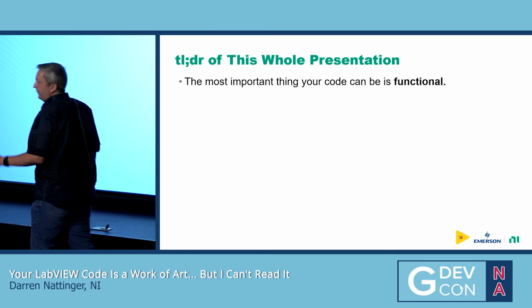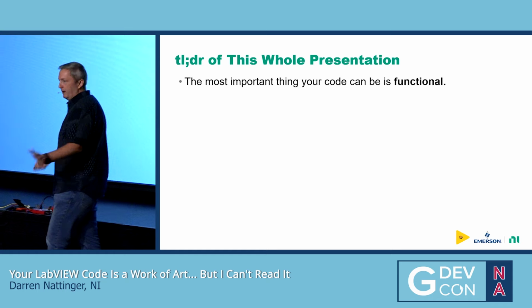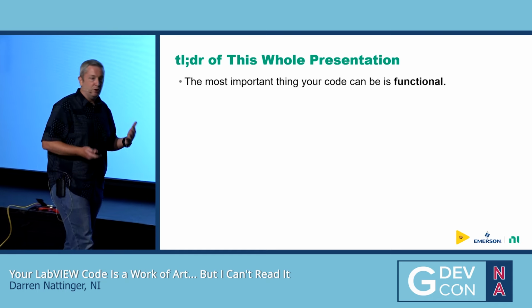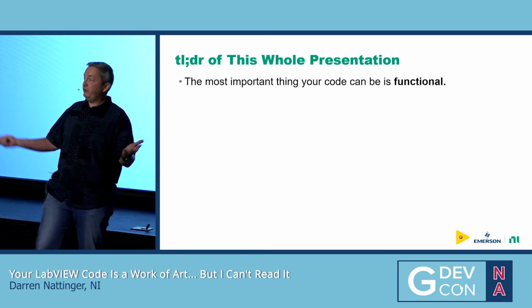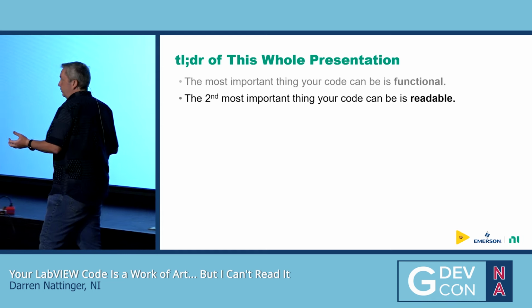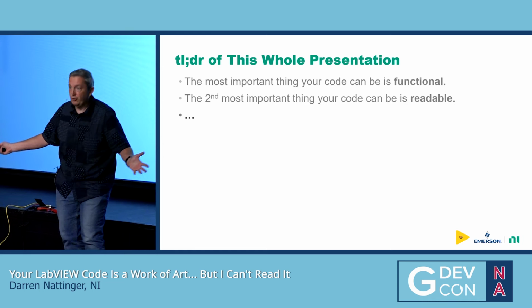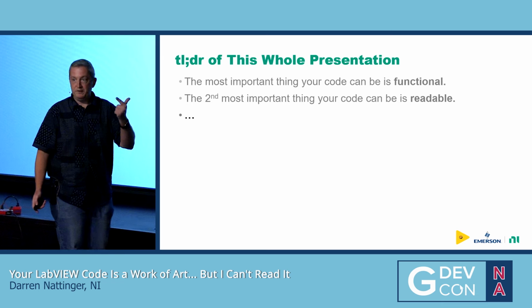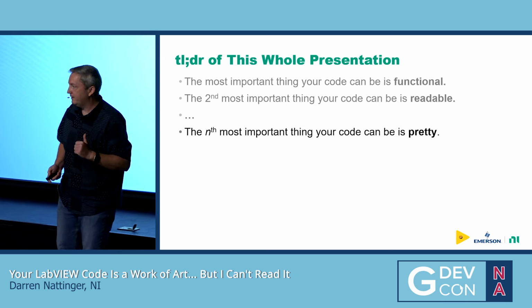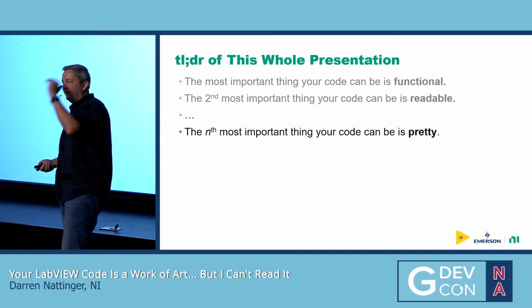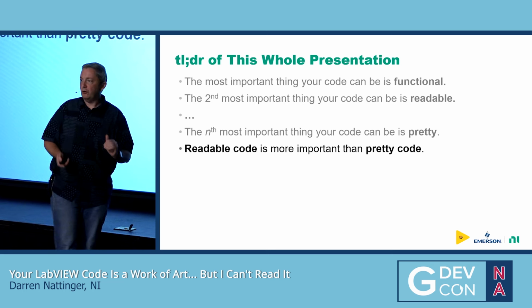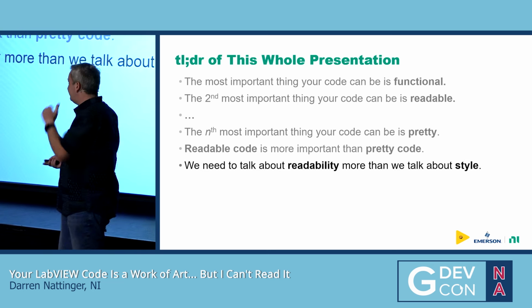The most important thing your code can be is functional. Nobody can argue with that. Your code has to work. That's the most important thing. Today I'm going to try to convince you guys that the second most important thing that your code can be is readable. Then there's a bunch of other things your code could be. It could be debuggable. It could be testable. Somewhere in that list is your code can be pretty. But that's lower than your code can be readable. Readability is the most important thing your code can be after being functional.